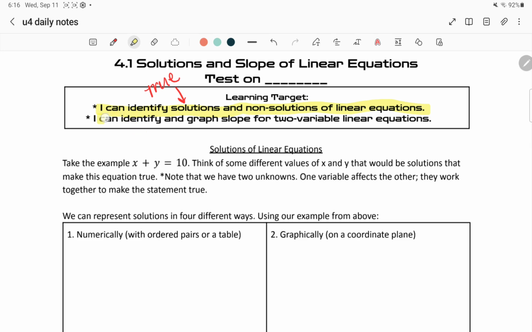And I can identify and graph slope for two variable linear equations. So that's going to be what we know and love. Okay? Notice we have a y and we have an x. Those are our two variables. Okay? Doesn't always look like that. For example, we're going to talk about x plus y equals 10 for just a moment. Think of some different values of x and y that would be solutions that would make this true.